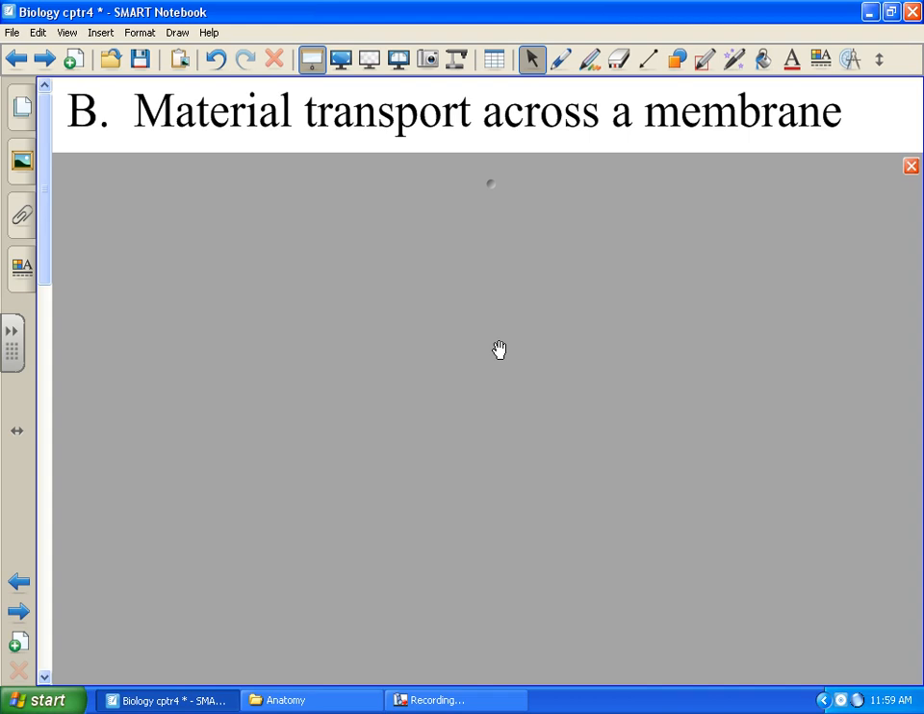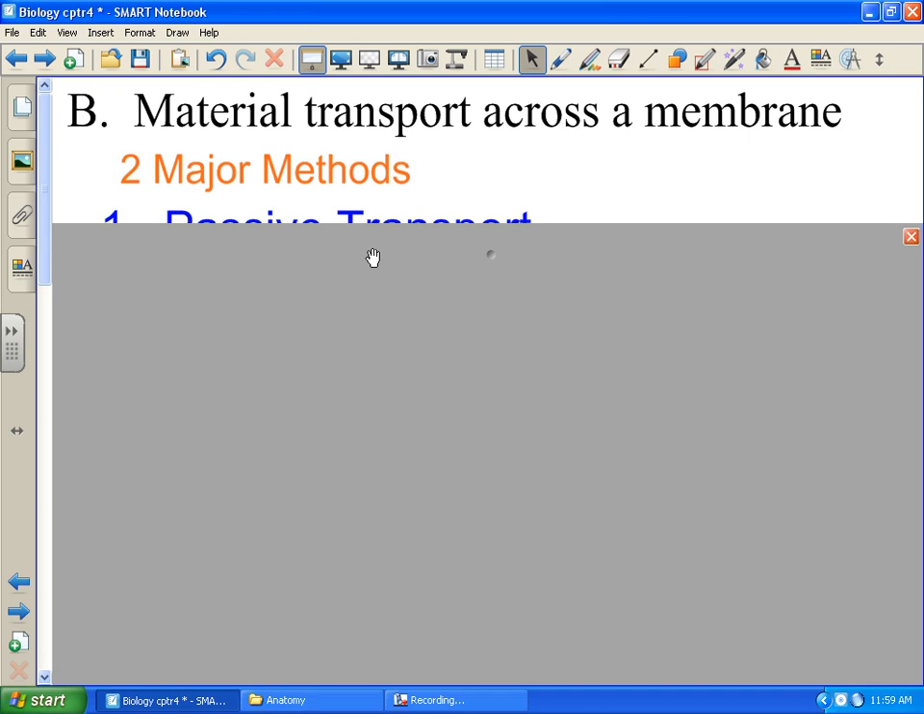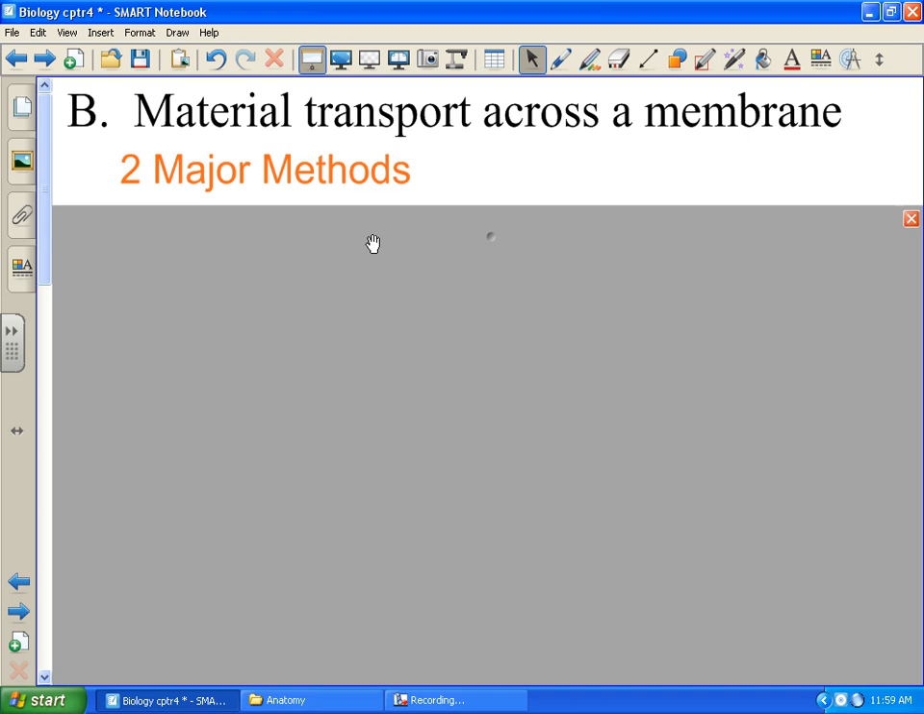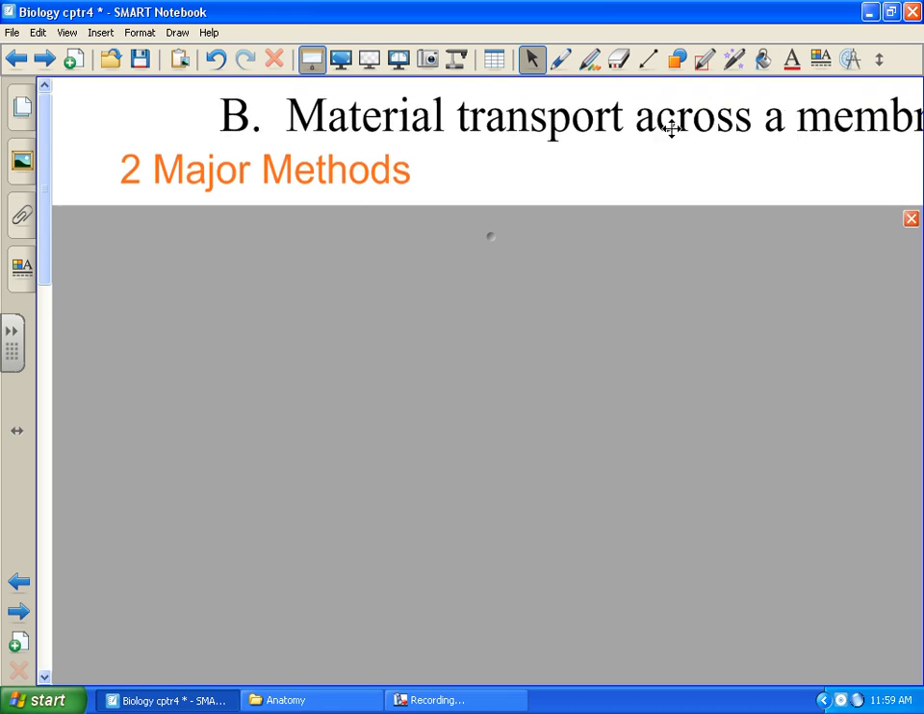Material transport across a membrane: there's two main methods that your cells can use to move stuff across the membrane. It could be going into the cell, it could be going out of the cell, but either way, it always has to go through a membrane.